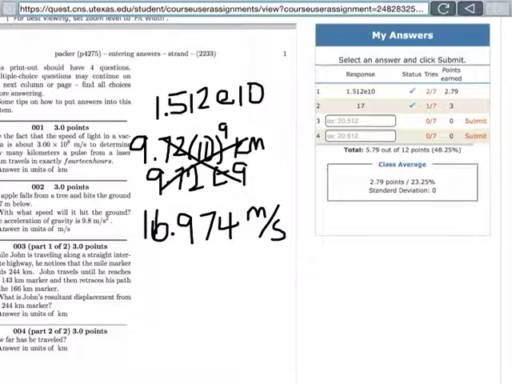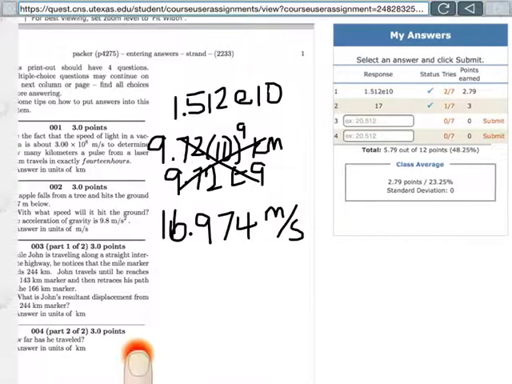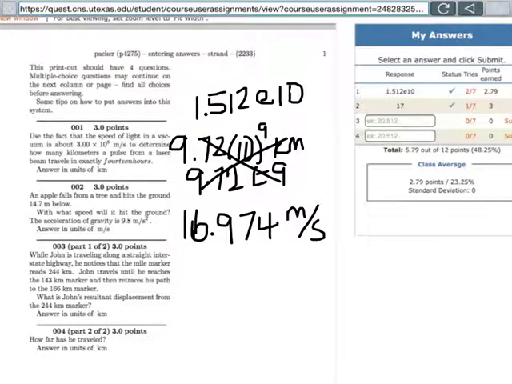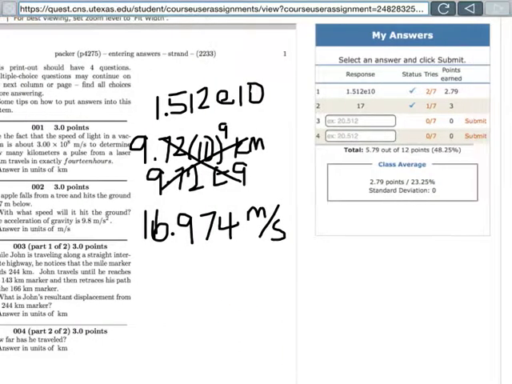So the last one is actually split into 2 parts. And so each of the parts is worth 3 points. And one's talking about displacement, one's talking about distance on a trip. And in this particular problem, John is traveling from mile marker 244 to 143. And it wants to know his displacement. And remember that displacement is where you end minus where you start. So this one's going to be negative.